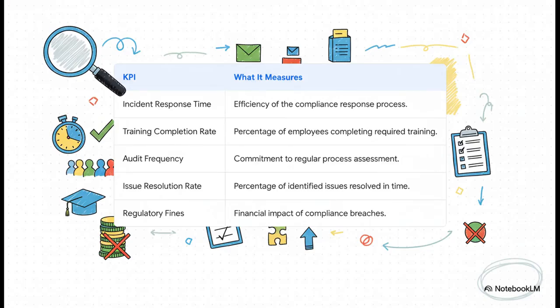Take incident response time. This isn't just about speed, right? It shows you how efficient your entire response system is. A slow response could let a tiny issue spiral into a massive crisis. Or look at training completion rate. A low number there could be a huge red flag that your compliance culture isn't what you think it is. And of course, regulatory fines. Well, that's the bottom line, isn't it? It's the direct financial hit when things go wrong. Each one of these tells a vital part of your compliance story.